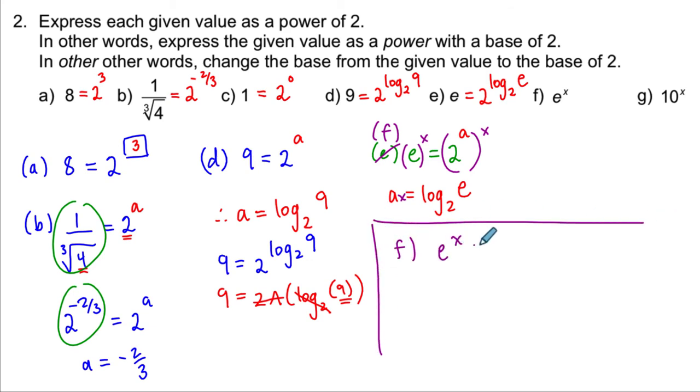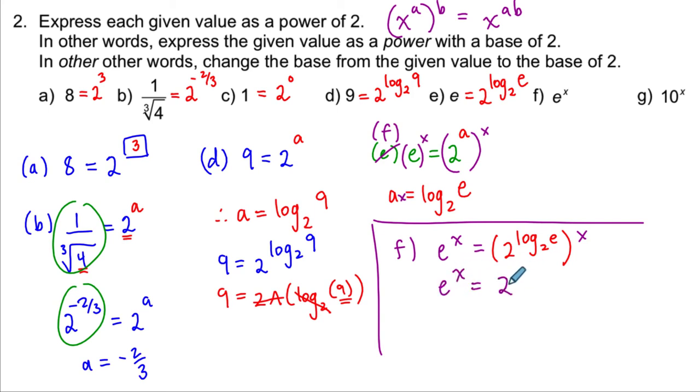e to the x is going to be e, which is all of this stuff in red, 2 to the log base 2 of e, all to the exponent of x. And then, just like we saw earlier, x to the a all raised to the b is x to the a times b. Here we can get rid of these round brackets by multiplying the exponents. And so we see that e to the x is equal to 2 to the log base 2 of e times x.